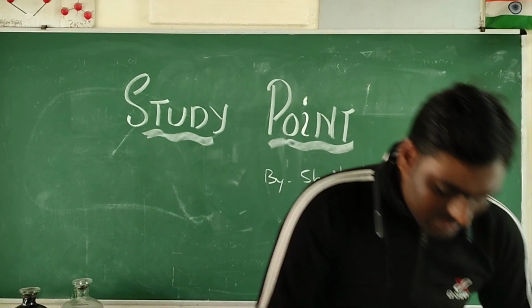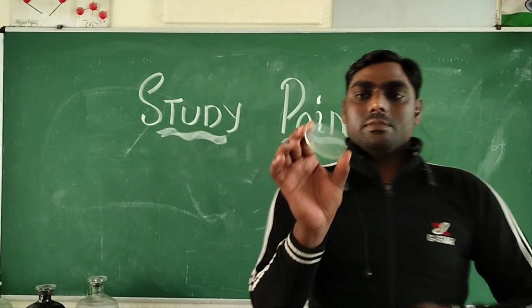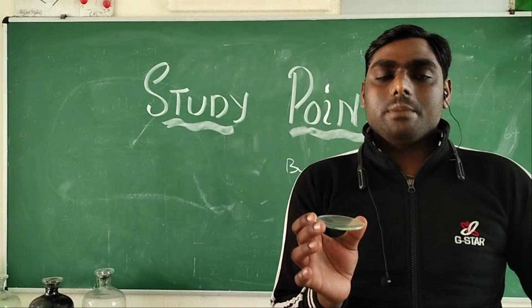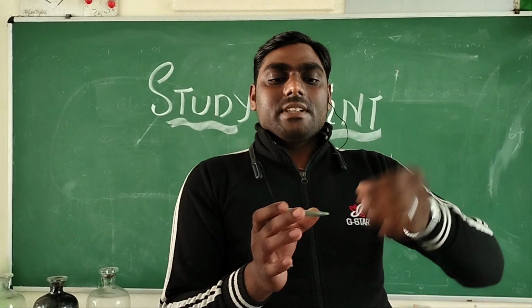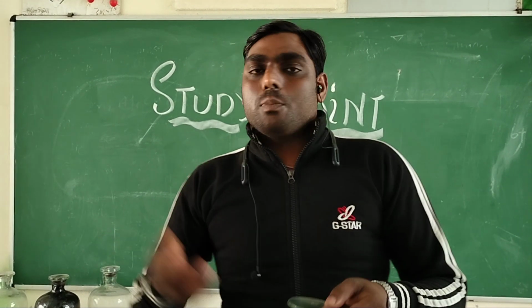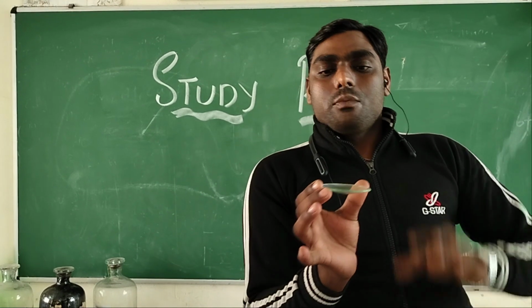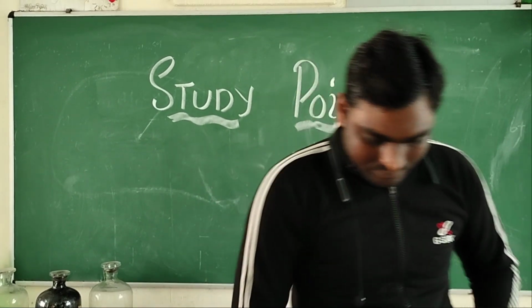Next thing is this. This one is known as a watch glass. It is made up of glass, as is clear from the name. It is used to store the chemical substances which we are going to take to perform different types of experiments. So for storing the chemical substances we should use a watch glass.